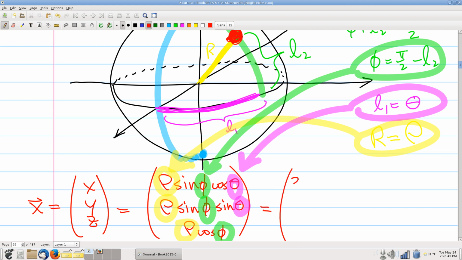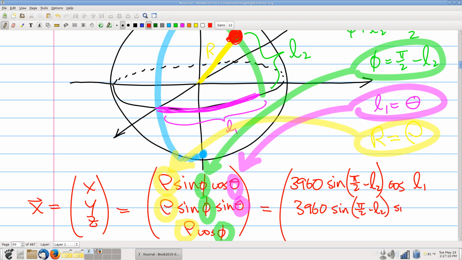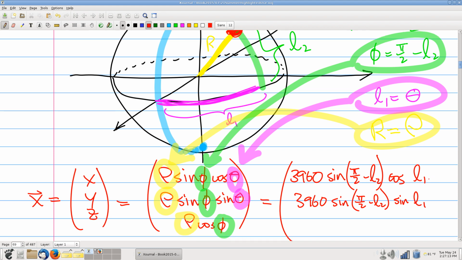All right, so plug that all in, and let me go ahead and actually do that. And you get 3960 sine of phi, pi over 2 minus L2, cosine theta, which is L1, and 3960 sine of pi over 2 minus L2 sine of L1, and then 3960 cosine of pi over 2 minus L2. And there we go. Yes?